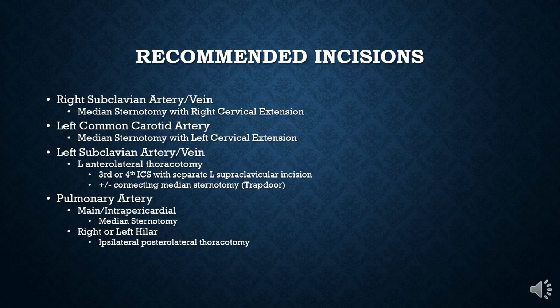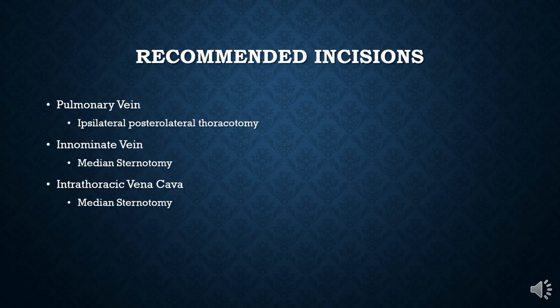Pulmonary artery, main and intrapericardial: median sternotomy; right or left hilar: ipsilateral posterolateral thoracotomy. Pulmonary vein: ipsilateral posterolateral thoracotomy. Innominate vein injury: median sternotomy. Intrathoracic vena cava: median sternotomy.